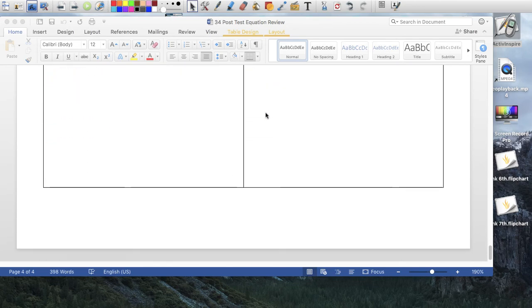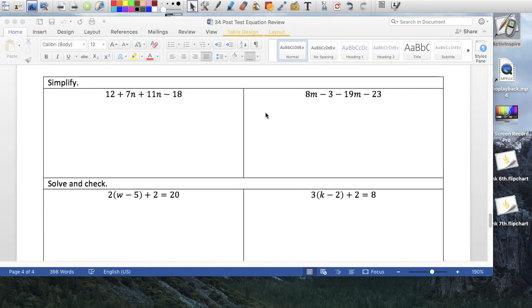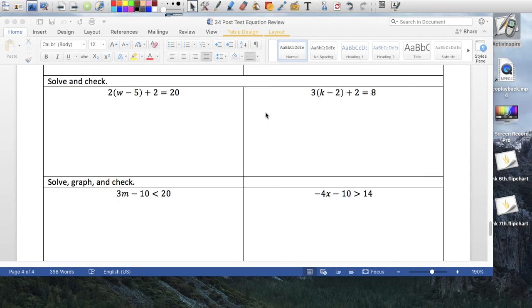Solve and check. Two W, distributive property. Minus 10 plus 2 equals 20. Two W, combine like terms. I can combine these two. Minus 8 equals 20. Now I can do the story over here. W times 2 minus 8 is 20 plus 8, divided by 2. So plus 8.